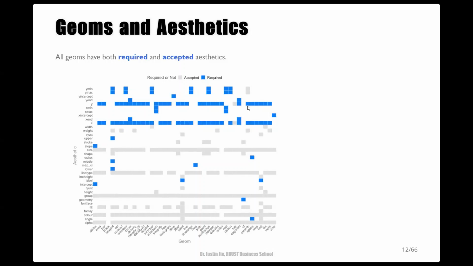For example, when using a set of points, we must specify their x and y positions. And we can also specify their colors, shapes, sizes, etc. However, it is not sensible to specify the height, width, or angle for a point object.